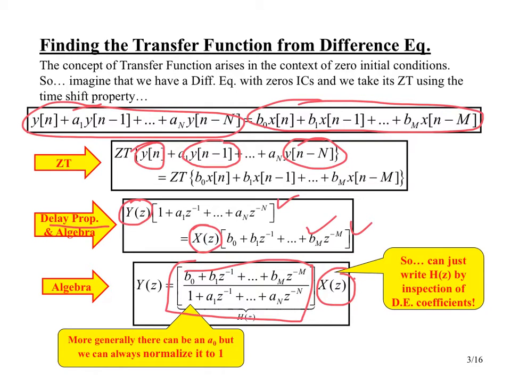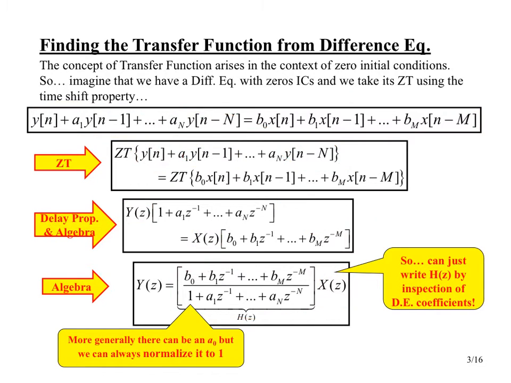And we can see immediately that it's very easy to write this down by inspection. We don't have to do these steps every time. We just look at the structure. We have 1, A1, A2, A3, all the way out to AN, and those are the coefficients that go in front of the z inverses in the denominator. Then we have B0, B1, through BM, and those go as the coefficients in the numerator.